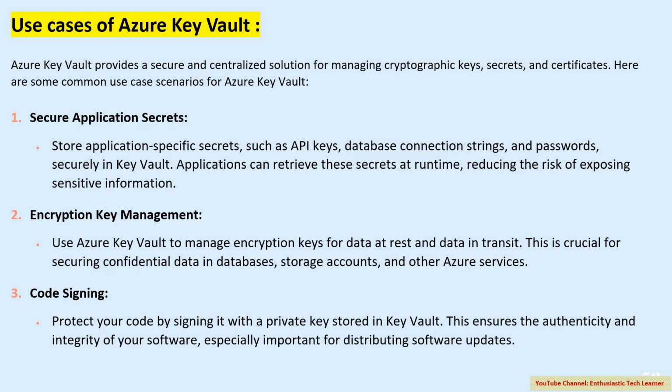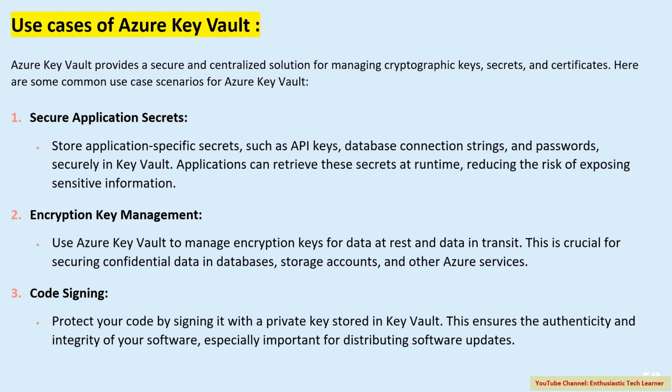Secure application secrets. Store application-specific secrets, such as API keys, database connection strings, and passwords, securely in Key Vault. Applications can retrieve these secrets at runtime, reducing the risk of exposing sensitive information. Encryption key management. Use Azure Key Vault to manage encryption keys for data at rest and data in transit. This is crucial for securing confidential data in databases, storage accounts, and other Azure services.